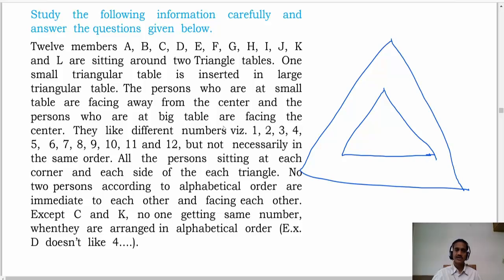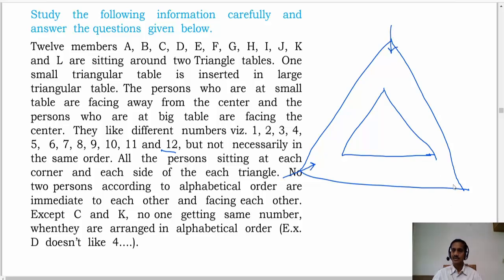Triangle inserted in another triangle. And how many persons are there? 12 persons. The persons who are smaller are facing away from the center, and the persons in the big triangle are facing towards the center. They like different numbers, 1 to 12. All the persons are sitting at each corner and each side of the triangle.